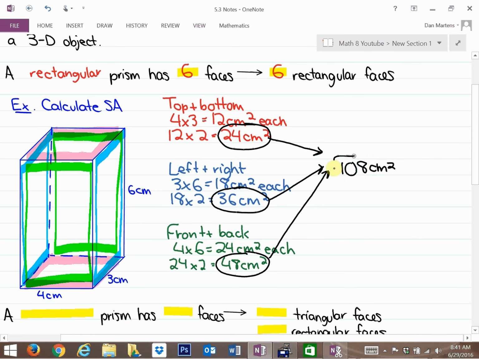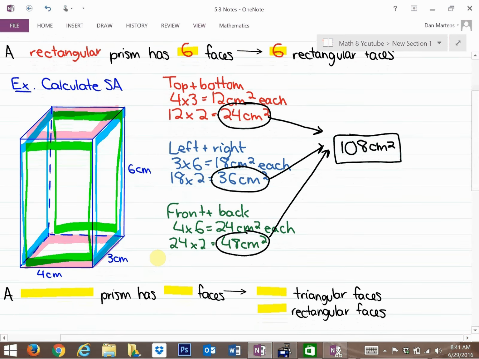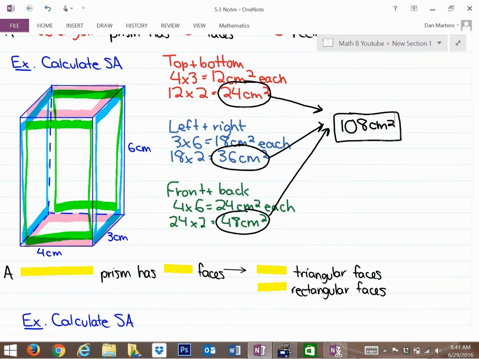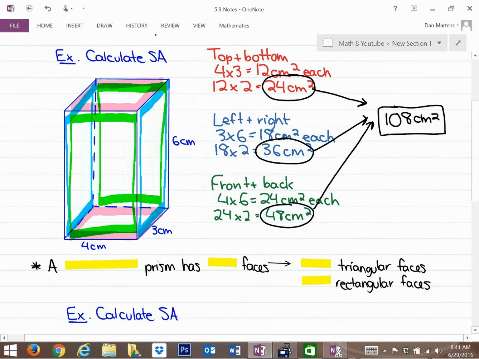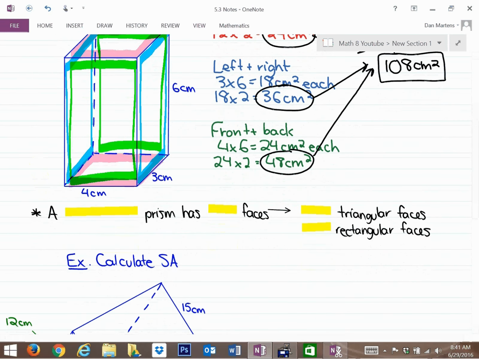So the nice thing about rectangular prisms is they always come in pairs. The only exception would be if one of the faces was missing. So if you had a fish tank that did not have a top, because it was open, then you wouldn't have to calculate the area of that face. But if all 6 faces are there, the pattern remains consistent.